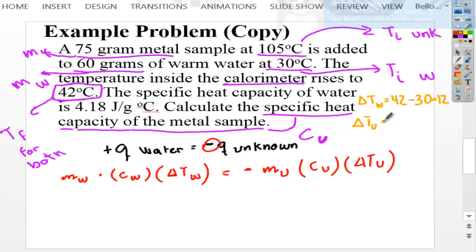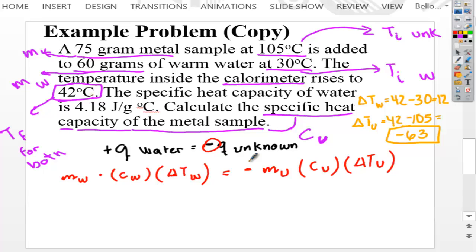Delta T of the unknown is equal to what's the final temperature of the unknown? 42. And what's my initial? 105. What do I get here? Negative 63. Okay? Notice how my temperature is negative. Why is my temperature negative? Because I'm losing heat, right? I started out hotter than when I ended up being. Okay? So the metal is losing heat, so that's good. We got a negative temperature.